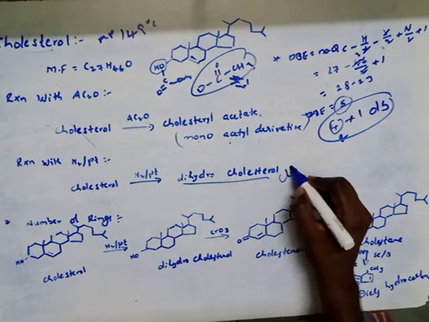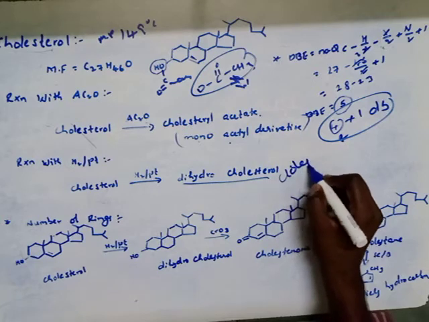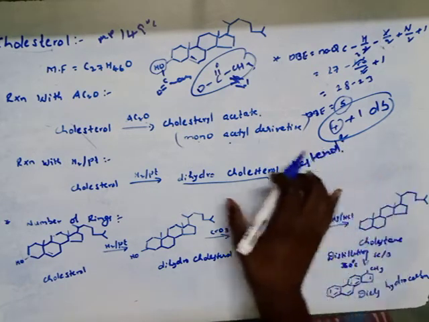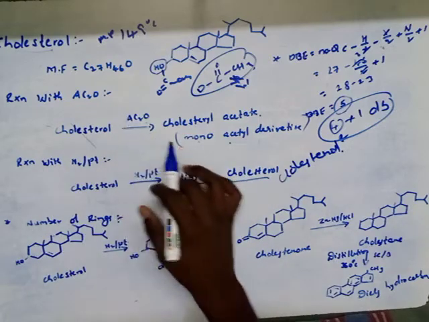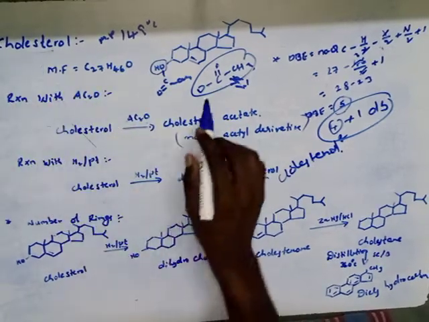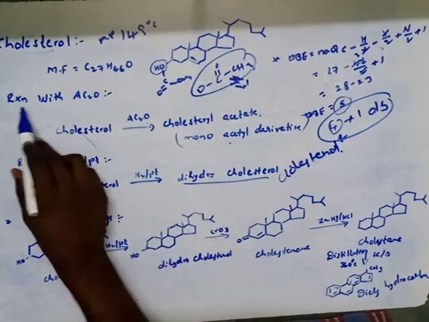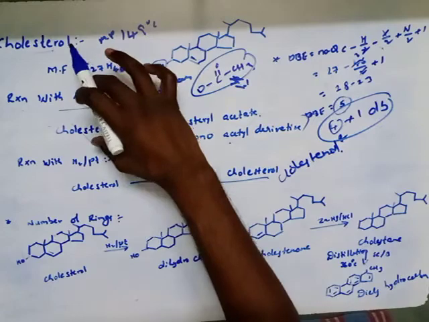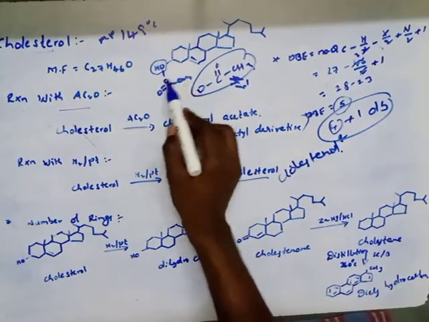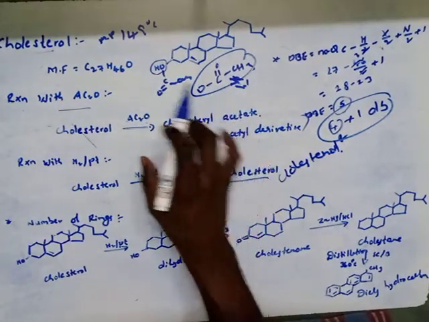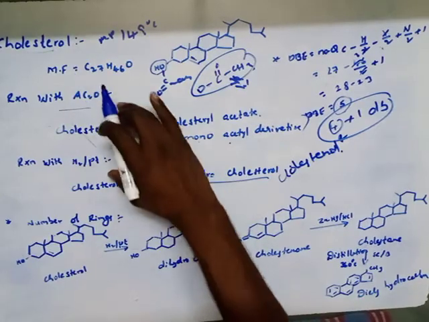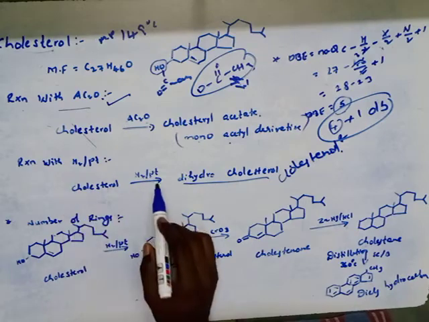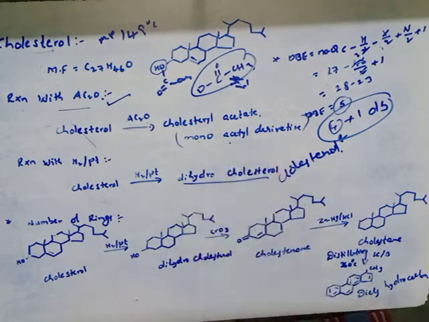Here I am writing cholestanol. This reaction indicates that in cholesterol there is one double bond, and the reaction with acetic anhydride indicates that there is one OH group present in cholesterol. These are the two reactions we are indicating. This one indicates the presence of the OH group, and this one indicates the presence of the double bond.